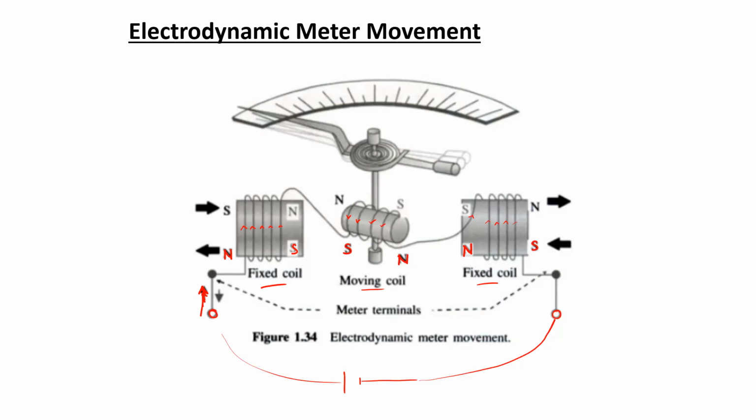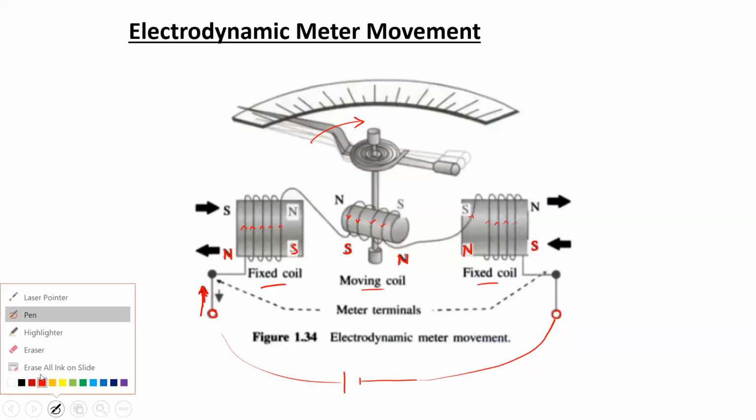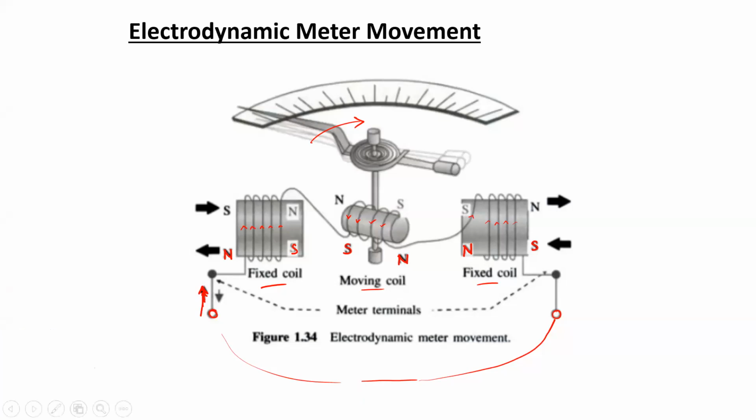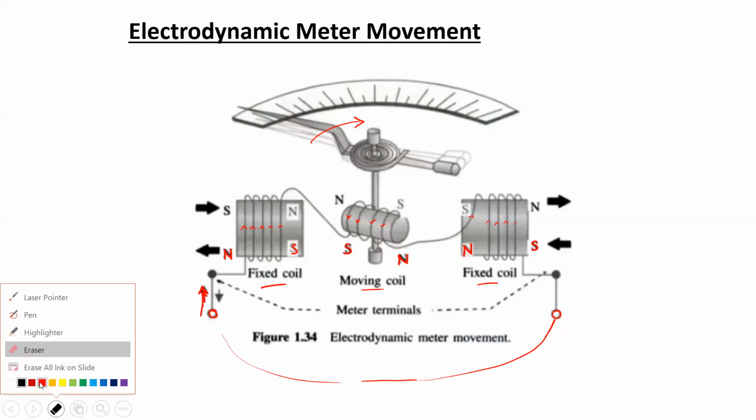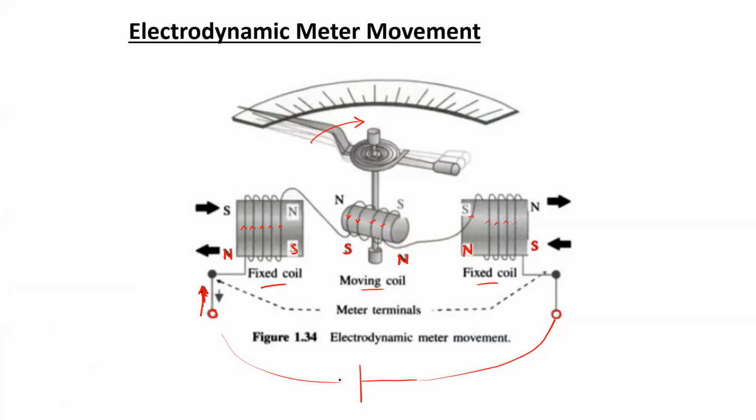Now, let's say due to the interaction of the magnetic fields and the current carried by the moving coils, the direction of the pointer movement is to the right hand side, or in the clockwise manner. Now let's say the polarity of the supply voltage is changed or reversed. Now this is the positive terminal of the supply, this is the negative terminal of the supply.